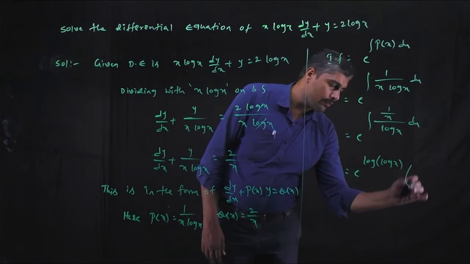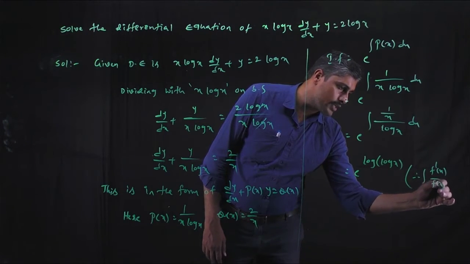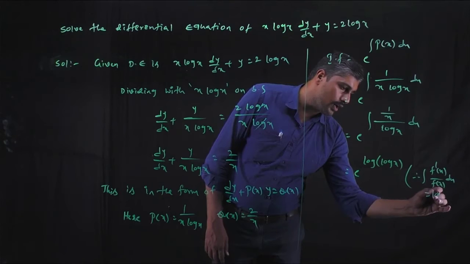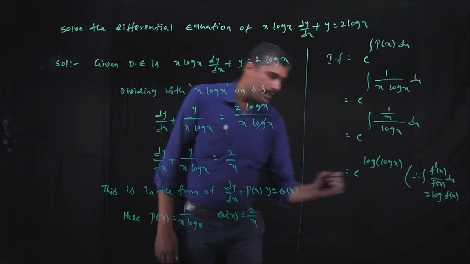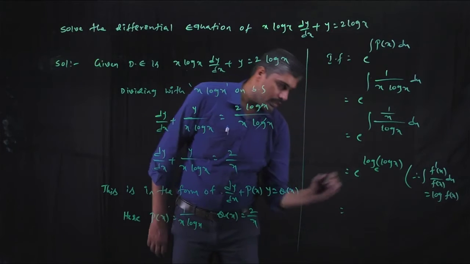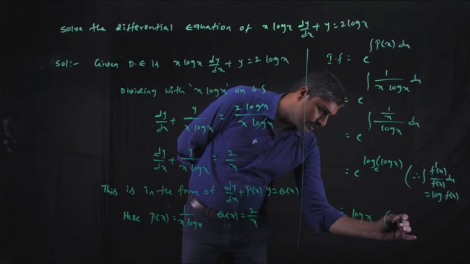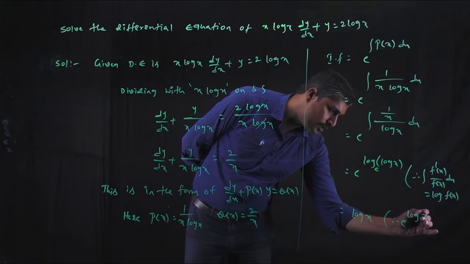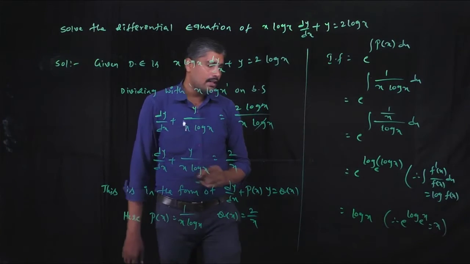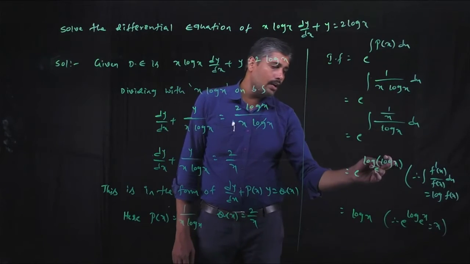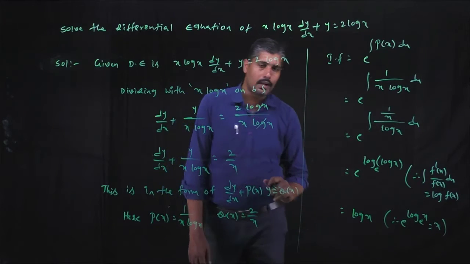We know that integral f dash of x by f of x dx equal to log of f of x. Okay, that is here base e is there. That is equal to log x. That is e power log x base e equal to x. Here x equal to log x. That's why e power log of log x base e equal to log x. Therefore integrating factor equal to log x.